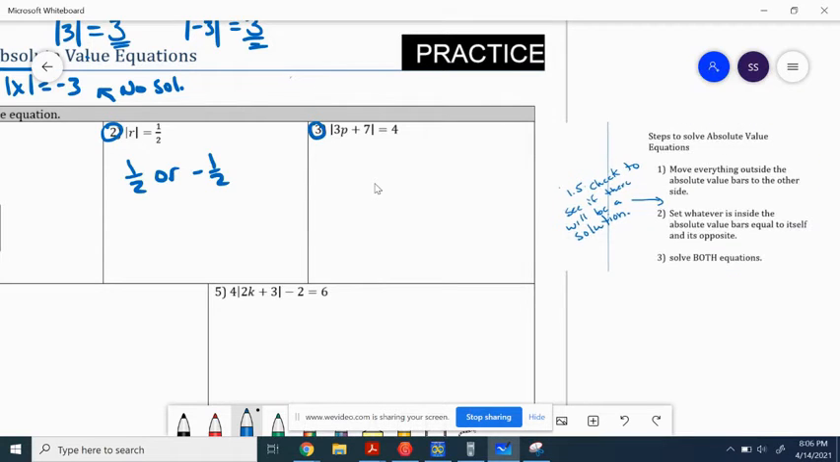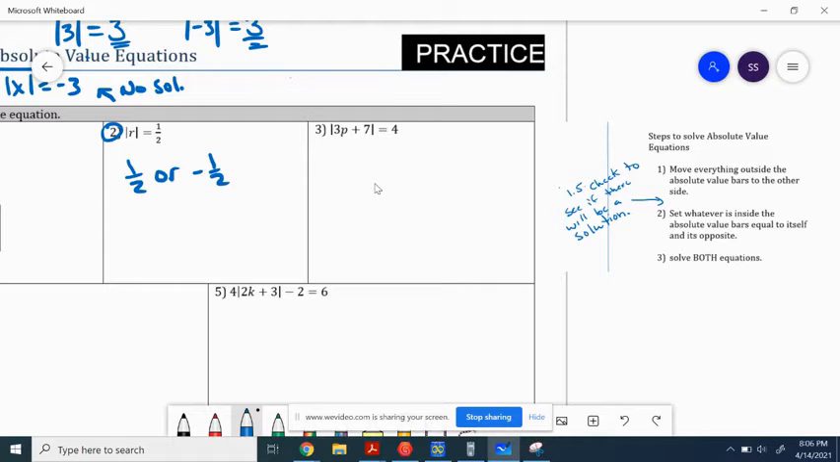All right, so let's look at number 3 here. Step 1 is already done, there's nothing outside the absolute value bars. So I can check to see if there's a solution. 4 is positive, so there will be a solution. Now what we do is we set whatever's inside the absolute value bars equal to itself and its opposite. So I just say we're going to set up two equations.